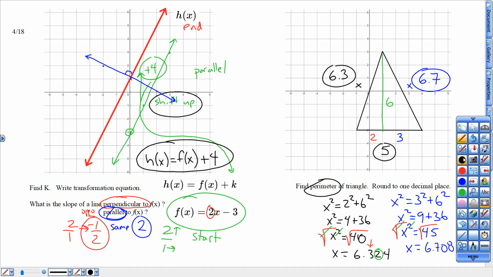All right, to find that perimeter, I'm going to add them all up. So I got that 5 plus that 6.3 plus that 6.7. All I'm going to do is add them up. 5 plus 6.3 plus 6.7 gives me 18 for this one. All right, moving on.